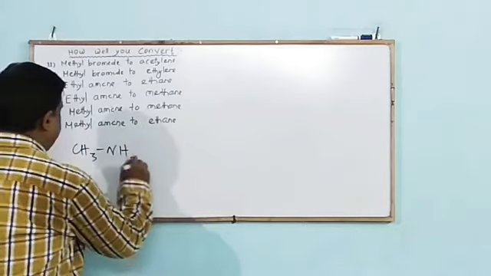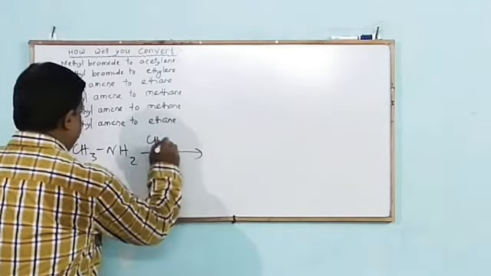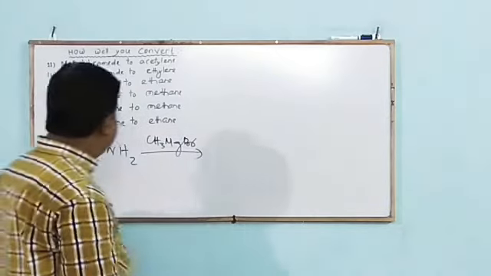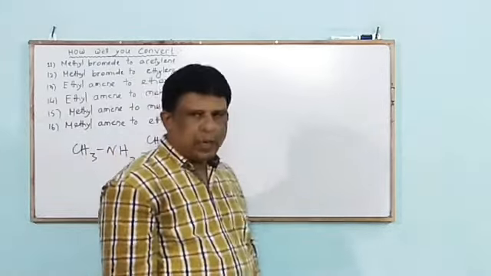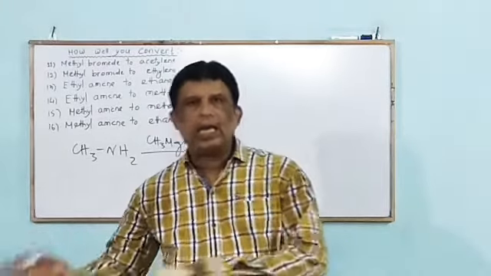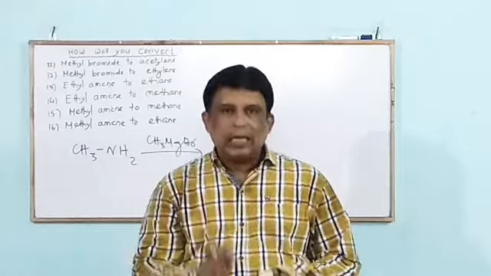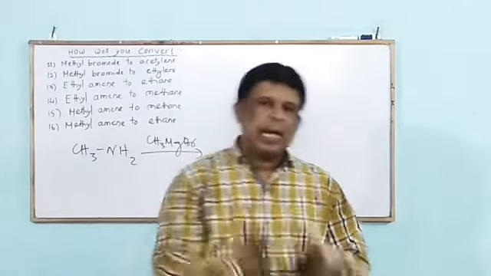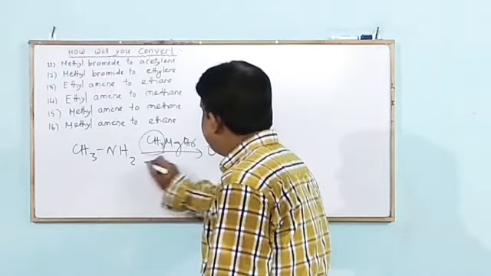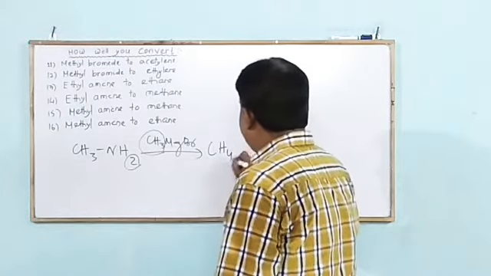Methylamine reacts with the Grignard reagent. Already we covered that when a primary amine or secondary amine reacts with the Grignard reagent, an alkane is formed. That means the alkyl group of the Grignard reagent takes the H of the amine to form alkane. So the alkyl group CH3 takes one H to form CH4.